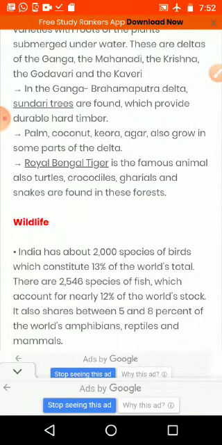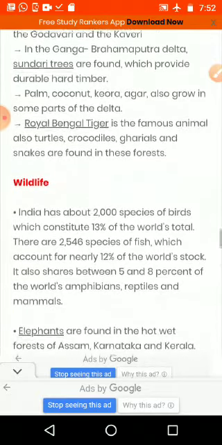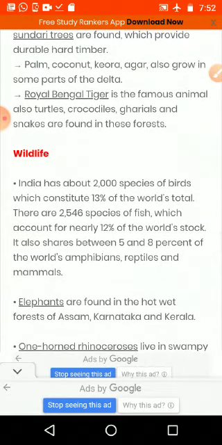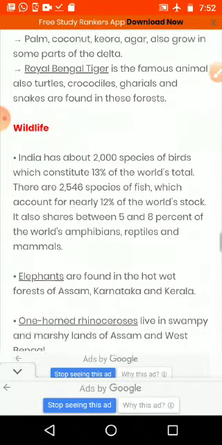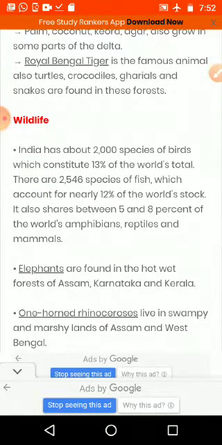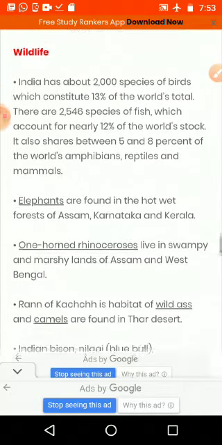Sundari trees are found, which provide durable hard timber. Palm, coconut, keora and agar also grow in some parts of the deltas. The Royal Bengal tiger is the famous animal. Also, turtles, crocodiles, gharials and snakes are found in this forest.